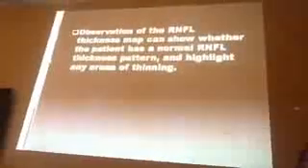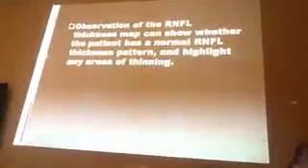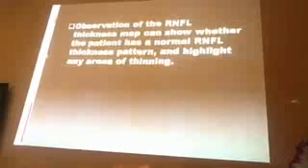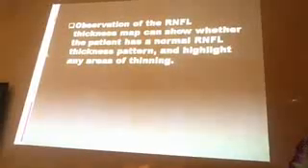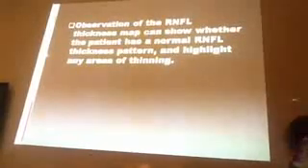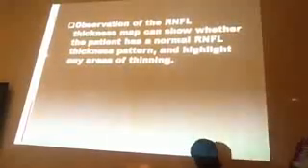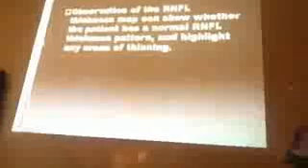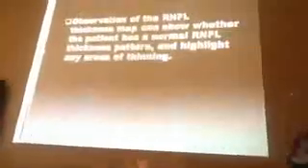So the observation of the retinal nerve fiber layer thickness map can show whether the patient has a normal retinal nerve fiber layer thickness pattern and highlight any areas of thinning. When you see yellow and red, it is good thickness. When you see green, blue, or black, that means that area is thin on the thickness map.